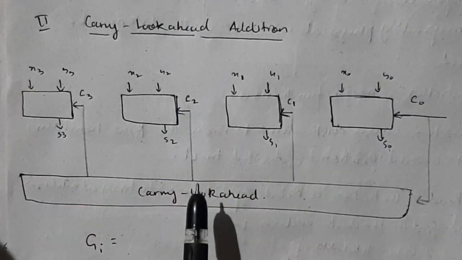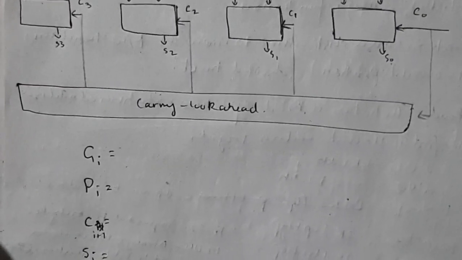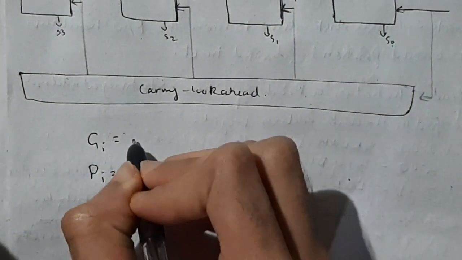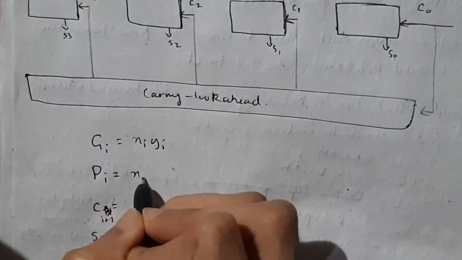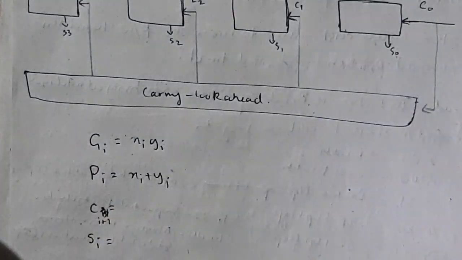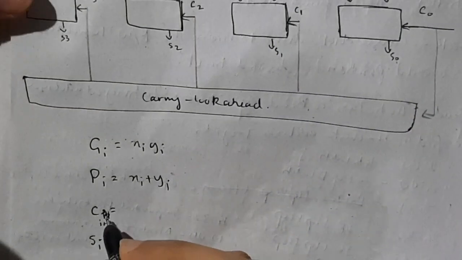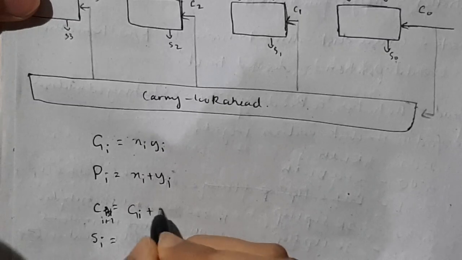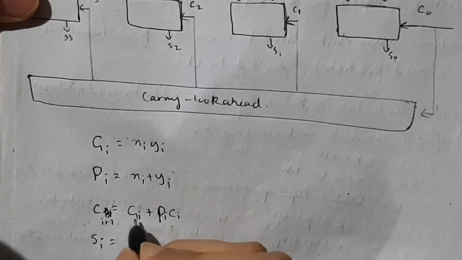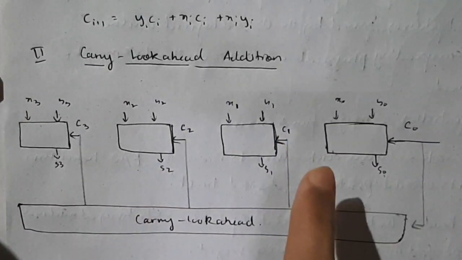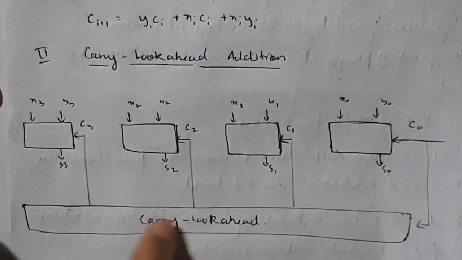What you need to do here: gi and pi are new things here. What is gi? gi is xi yi, the multiplication, and pi is xi plus yi. ci plus 1 is the next carry, which will be gi plus pi ci. This is the previous carry that gets multiplied with pi and added with gi. And si is simple, it is xi plus yi plus ci. Write these 4 equations and explain all these terms, and this is carry look ahead, which has the sequence of carries.